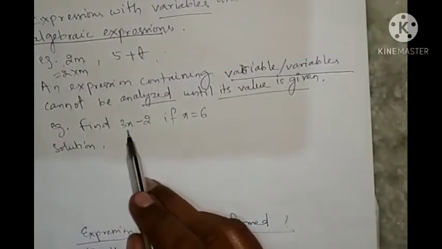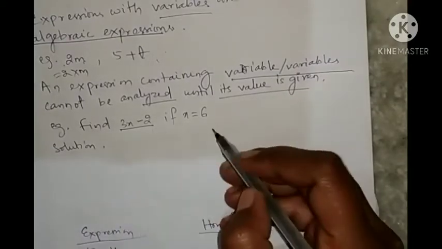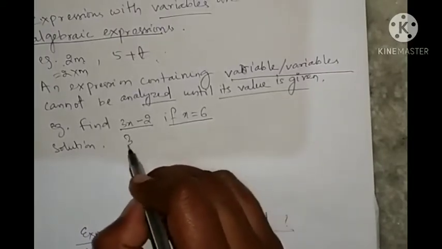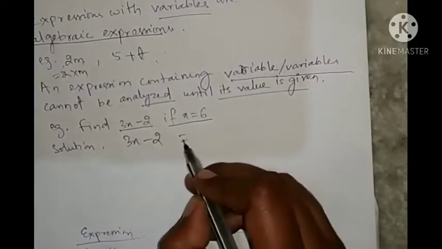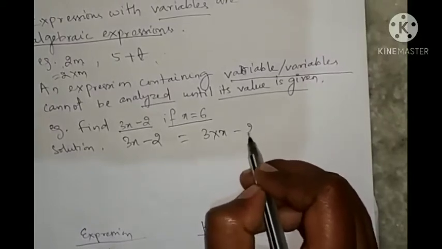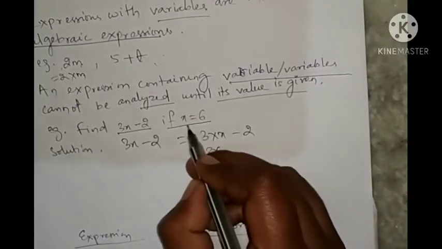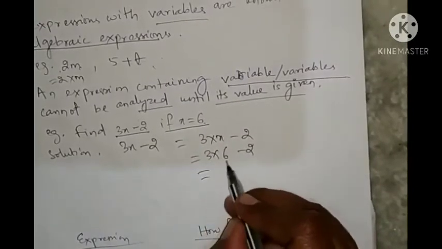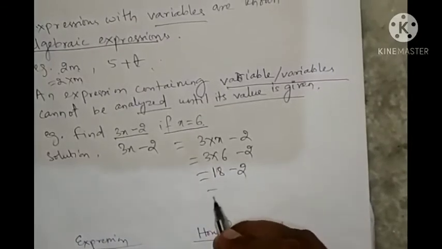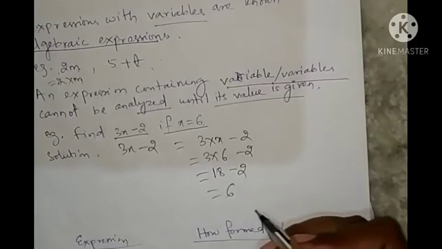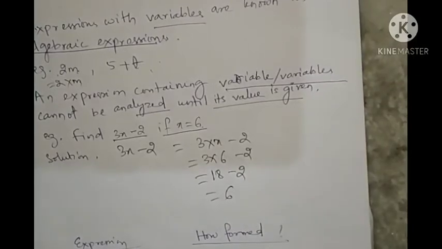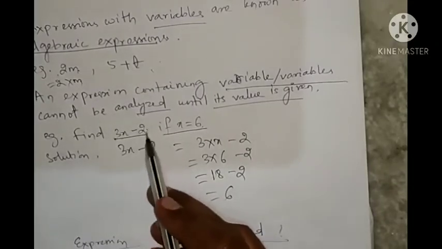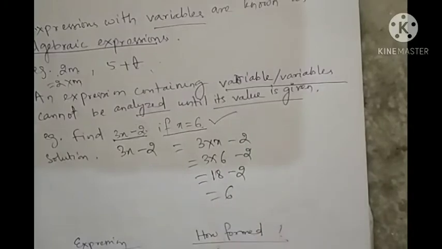Look here. Example 1: find 3x minus 2. This is an expression. What we will do is find the value if x is equal to 6. 3x minus 2 is 3 into x minus 2. We put the value of x, that is 6. 3 into 6 is 18, minus 2. 18 minus 2 is 16. Like that we can find the value of an algebraic expression if the value of the variable is given.